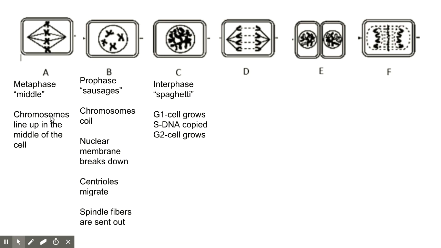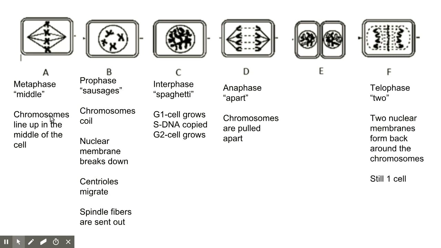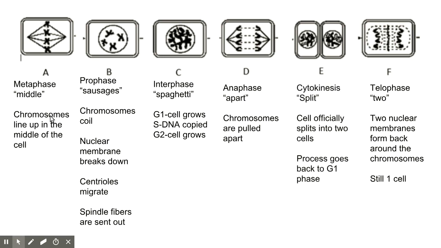So meta is middle. Ana is next. Ana is apart. So which one shows that they're apart? That one. Chromosomes are pulled apart. And then tela is two nuclei, which is that one. And then finally cytokinesis, and they split.